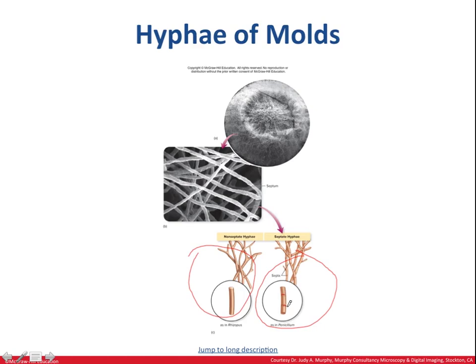Actually, there are still some channel pores on the septa that can allow nutrients and water to be transported through the hyphae. So this is the electron microscope view of the hyphae. This is the septum.